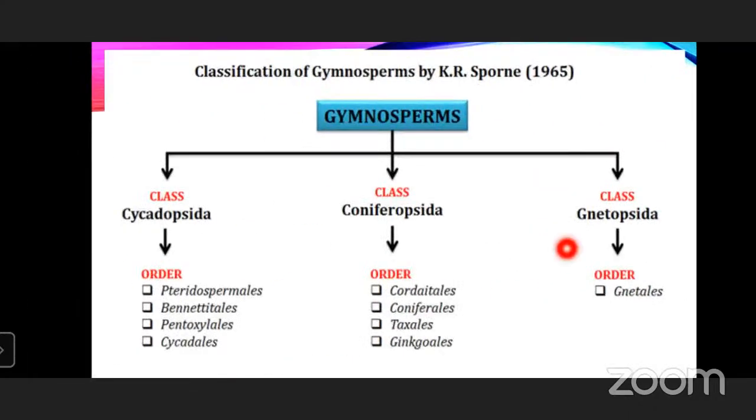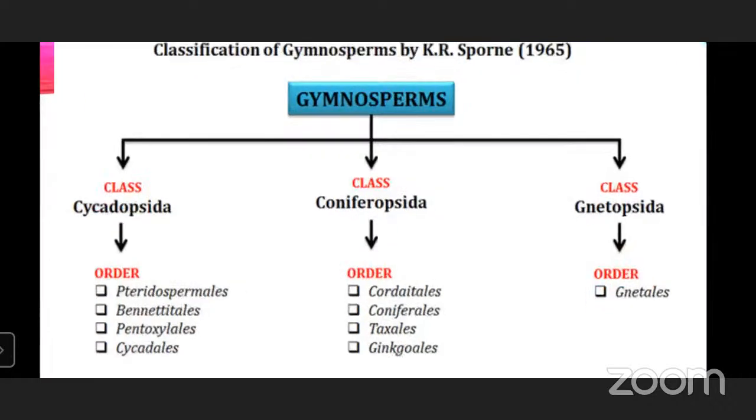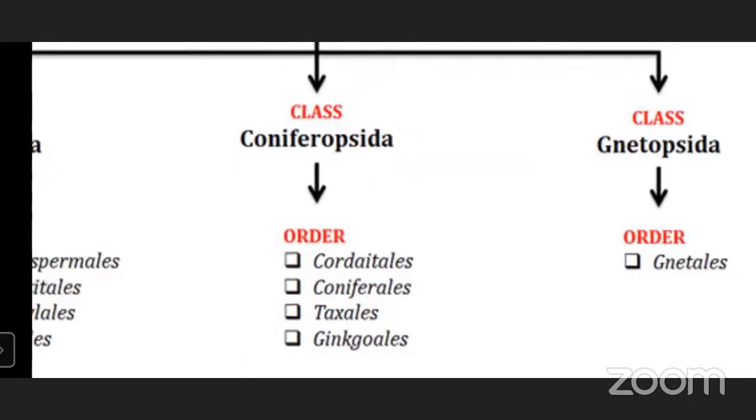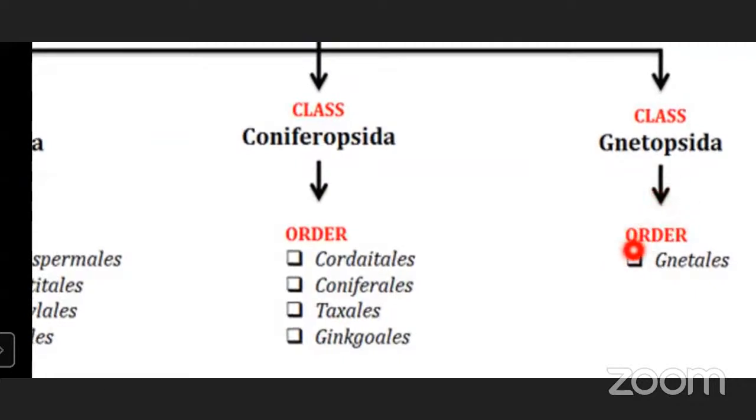Next coming to the third class, that is Gnetopsida. Okay, third class is Gnetopsida. This class Gnetopsida consists of only one single order, that is Gnetales. It is the single order which is present in this class Gnetopsida.